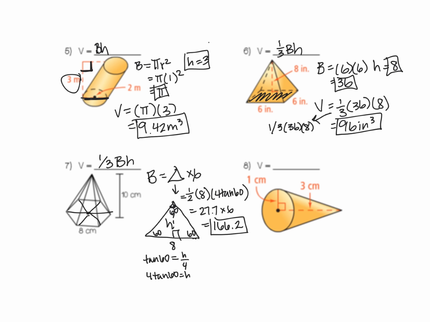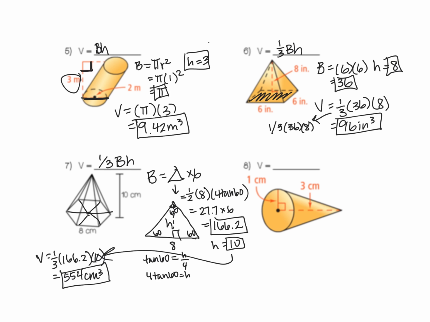Okay, so this is not the final answer. That's just the area of the base. Then I have to multiply that by the height, and the height is 10. So just so I have some more room, I'm going to continue over here. So the volume would be 1/3 times the area of the base, which is 166.2, times 10. And that gives us 554 cubic centimeters.